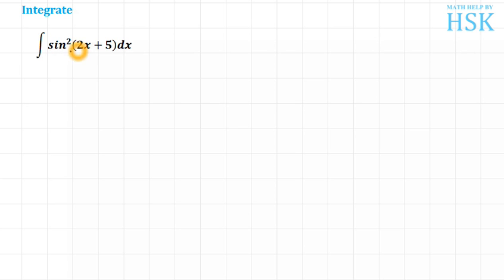In this question, I have to integrate sine square of 2x plus 5. To integrate this function, first of all, it may be noted that I cannot perform any substitution because we have sine square, and sine square cannot be substituted by writing sin x into sin x. Secondly, there is no direct method of integrating this function, that is, no direct formula.